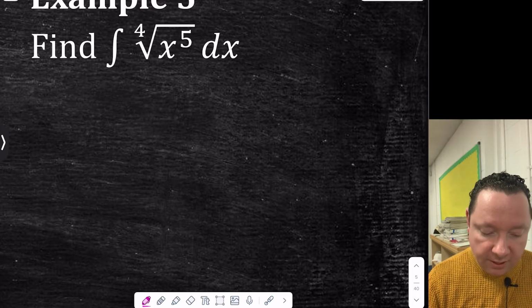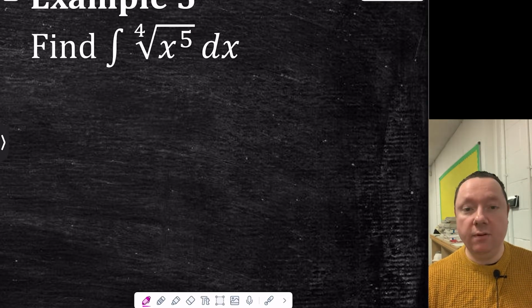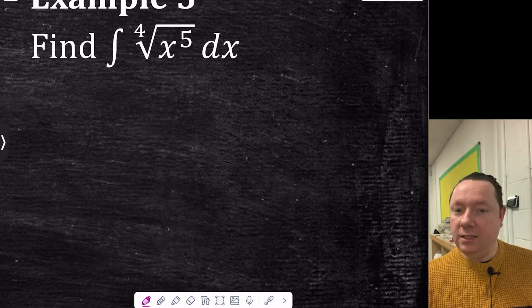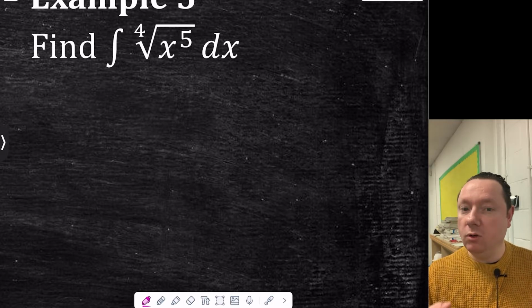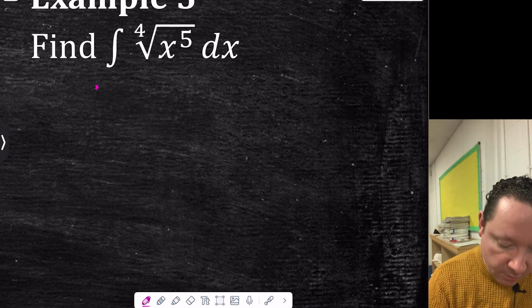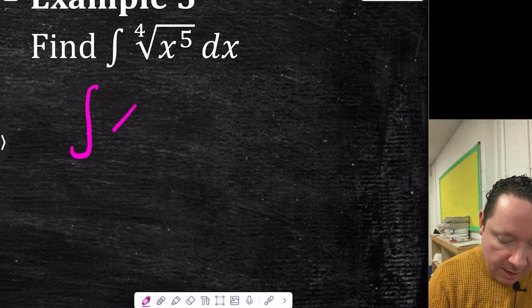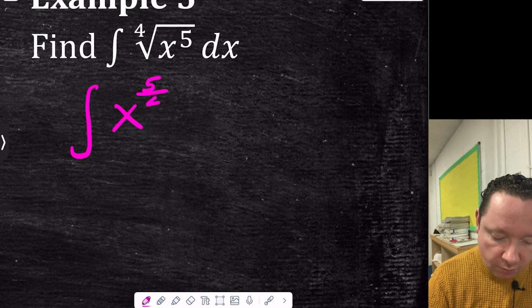Example 5, find the integral of the fourth root of x to the 5. So again, fourth root, x to the 5, can't really do anything with that until I've got it as a power. So I change it to a power first. X to the 5 still stays as x to the 5, but it's the fourth root, so it's over 4. That's how you change that one.